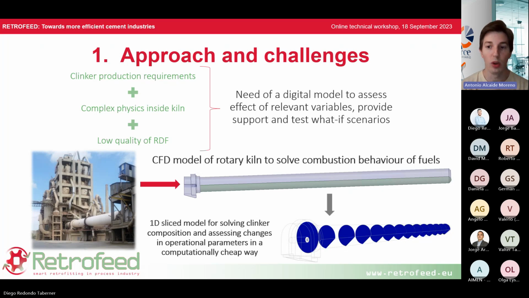After that, we needed to develop a simpler model in which we can test different operational parameters, ranging from the different inlet temperatures, different charges of raw material, different amounts of fuels, different amounts of combustion air. For that purpose, we did a 1D slice model in which we solve clinker and gas temperatures and composition by solving energy, species, and mass balances all along the length of the kiln.